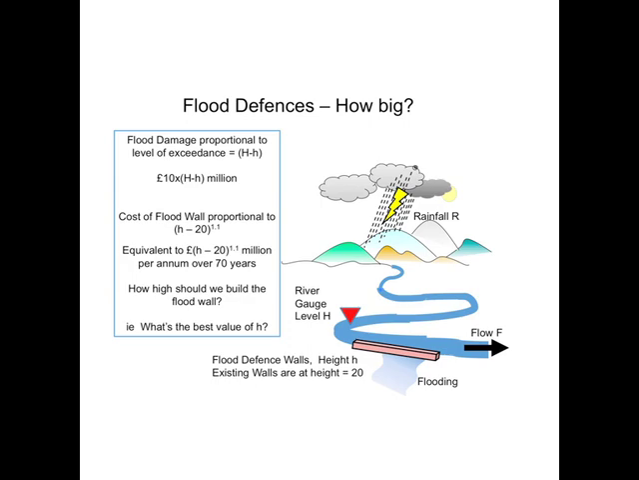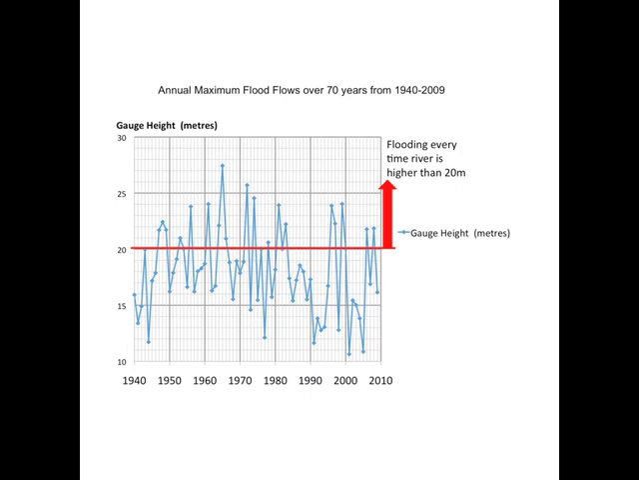And then we need to decide how high the wall should be. What's the best value of h? Anybody know how I'm going to do that? Or do you want me to show you? Okay, here's some data. Here's some river data. For most records, this is actually data from the United States, as it happens, but you can get data from this country as well. I just find this a lot easier to pick up.